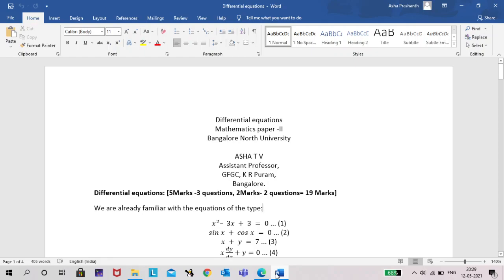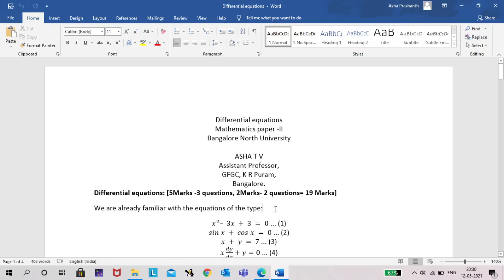I know you are in a dilemma situation. Your exams are not yet over, but we have to start the second semester syllabus as per the government rules. So in this semester, I'm going to handle the chapter differential equations. This chapter carries 19 marks. You will get 3 questions of 5 marks, and 2 questions of 2 marks. Totally, you will get 19 marks in this chapter.